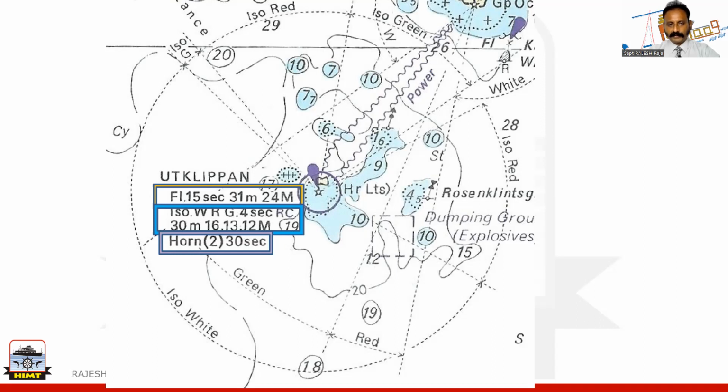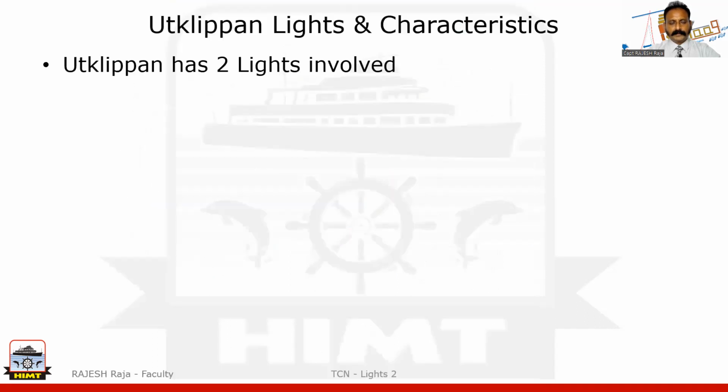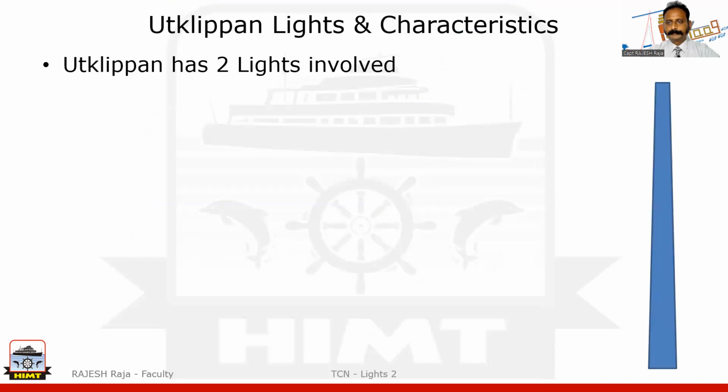We'll start with the first one, which is written flashing 15 seconds, 31 meters, and 24 nautical miles. Let us start with that. If you realize, this lighthouse has got two lights involved, so I'm going to deal with them one by one. Let us start with the first one. I've just marked it with yellow color. Obviously, I told you yellow color represents white light. And this was the character given on the chart.